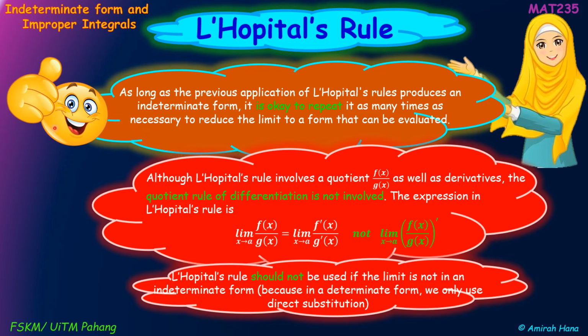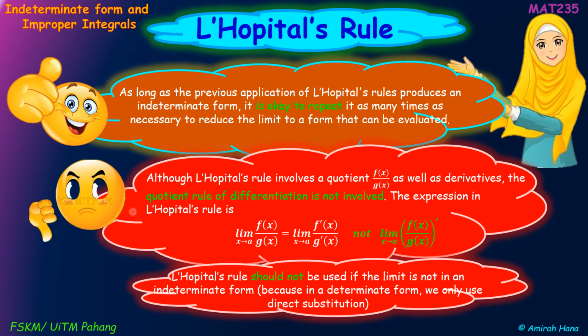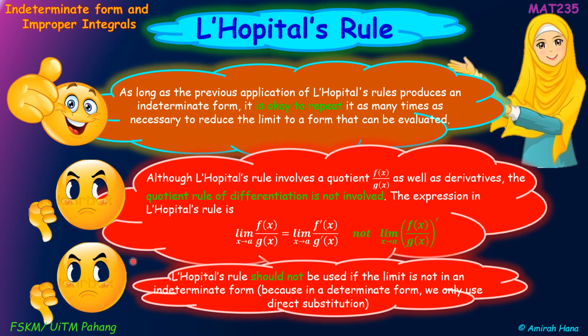So the conclusion is that the first one, we can do. The second one we cannot do, meaning we never use the quotient rule to evaluate a limit under L'Hopital's rule. And the third one we also cannot do, meaning that if we have a determinate form, we just use direct substitution, not L'Hopital's rule. Okay, got it?